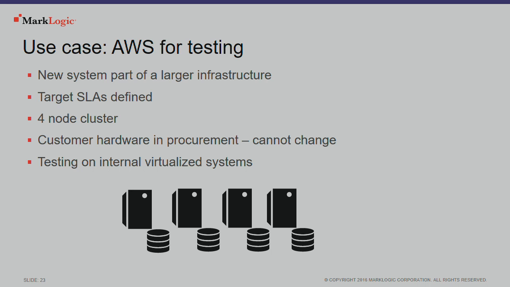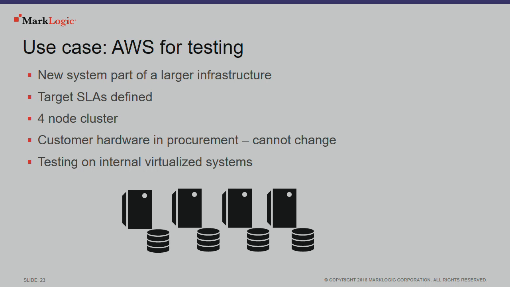They had very well-defined SLAs in the environment. They needed to make sure that they could test it. The problem was, the hardware was already in procurement. So it was already sent off to be bought, and now they're testing to make sure that the hardware they bought meets the needs. It's kind of backwards, but that's what was happening.